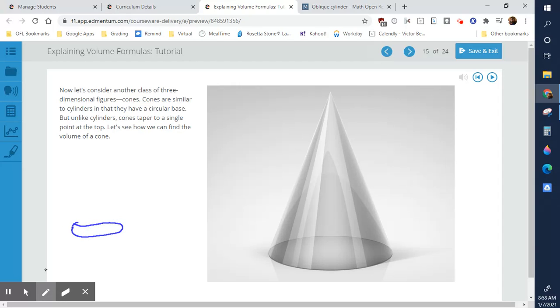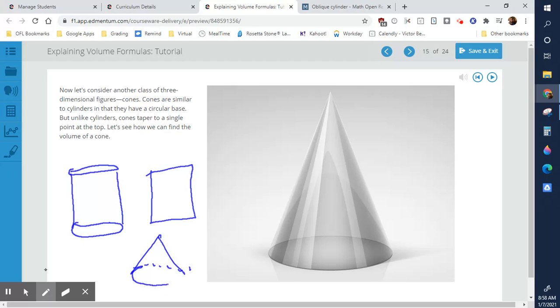So if we look at a cylinder, from the side it looks like a rectangle, and with a cone, I told you guys you get to see my terrible 3D drawings. A cone, if we look at it from the side, it looks like a triangle.